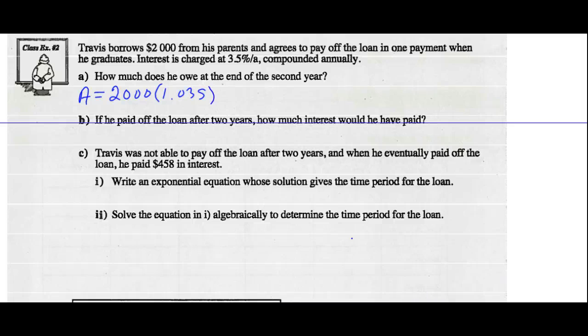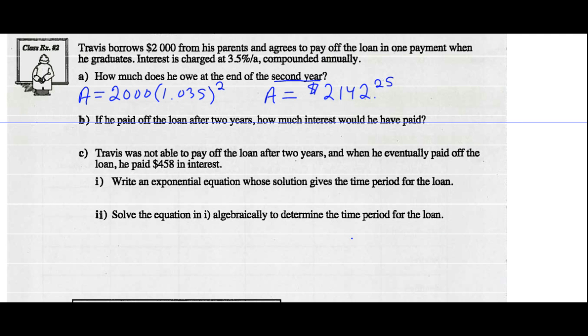So 1.035 to the exponent 2, because we're paying it off after 2 years. Second year. There we go. So find out that amount. So the amount would equal $2,142.25.